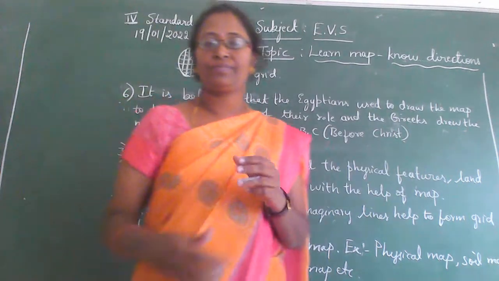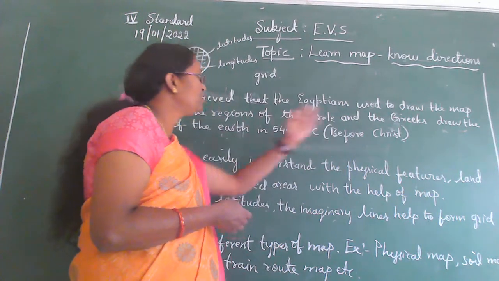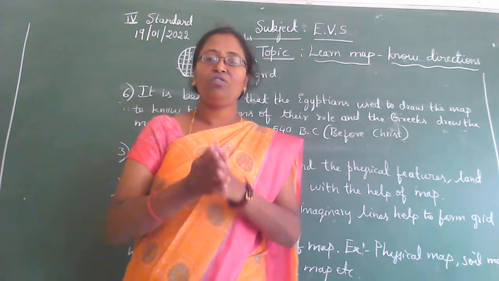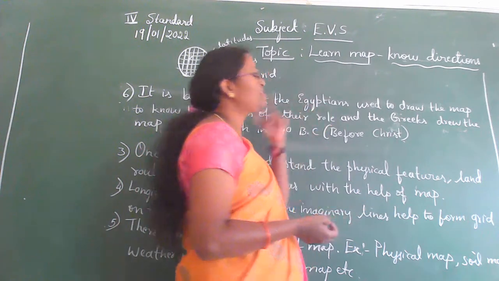Okay. So what is Egypt? What is Greek? So you know which is our country? It is India. So like that, Egypt is one country.